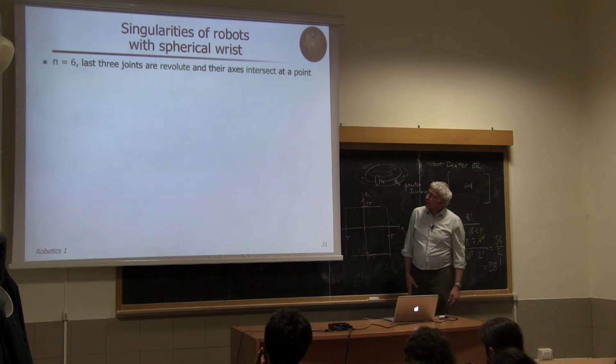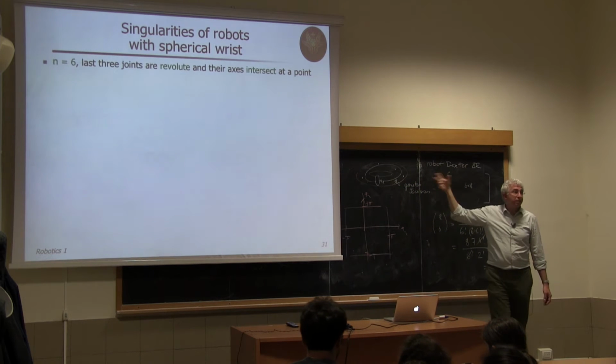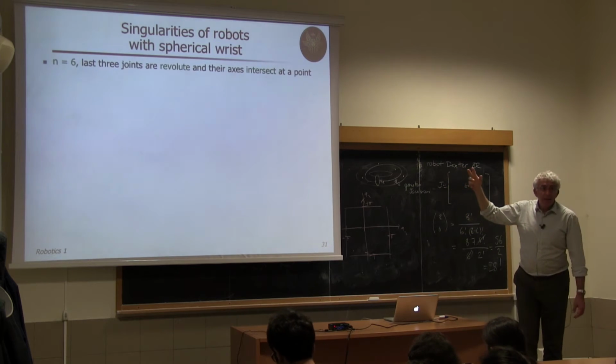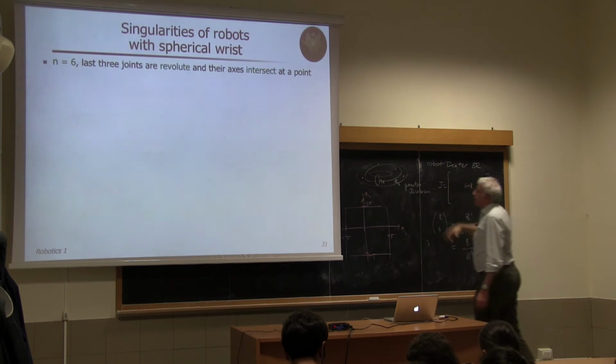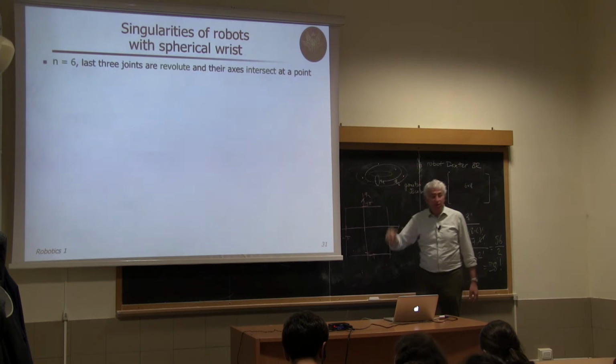Finally, let's consider this very important case, the case of robots with spherical wrist. So suppose that n is equal to 6, the last three joints are revolute, and their axes intersect at a point, just like in the test. In the test that you have done, the first three joints were prismatic. Here it is generic.